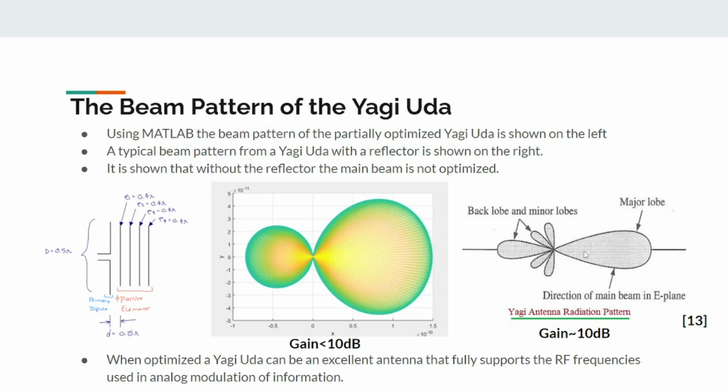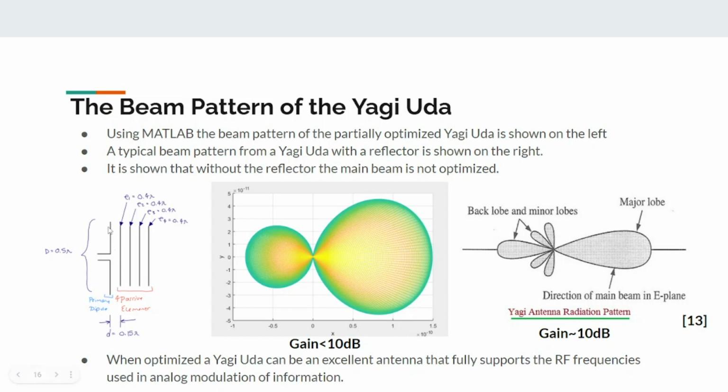I want to compare this to an actual Yagi-Uda with a reflector in the back of it, because here we don't have one. I did not include it. I wanted to compare them. So here, as you can see, the back lobe is very much suppressed because we have that element in the back. You can kind of think of this as a transformer.